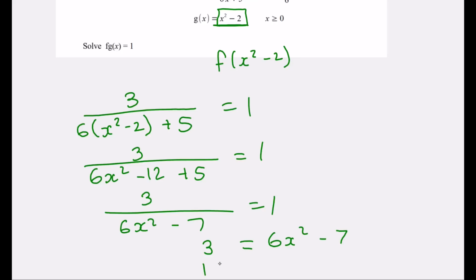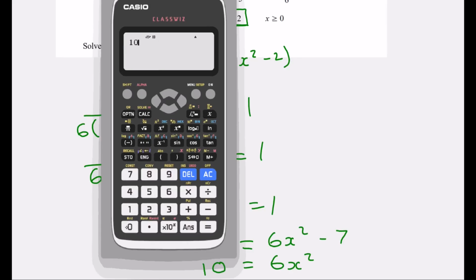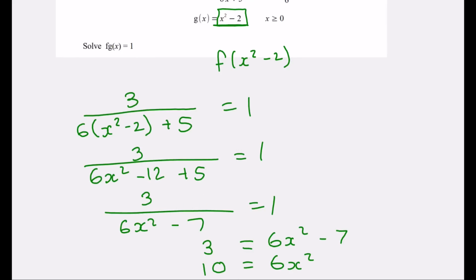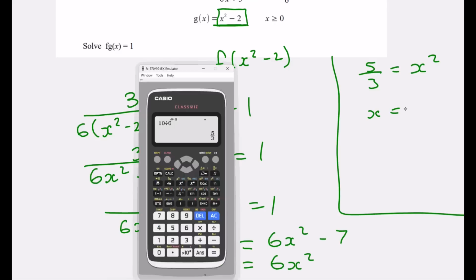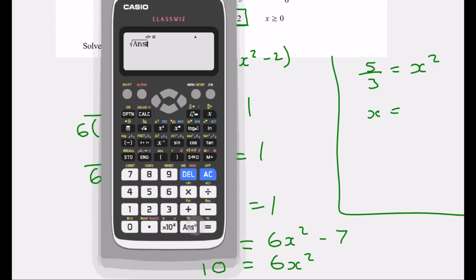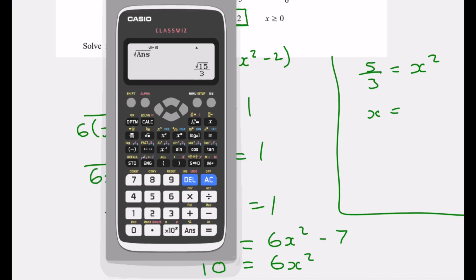Plus 7 to both sides. Divide by 6. So 10 over 6 is 5 over 3. I'll write it up here. So 5 over 3 is equal to x squared. So x is the square root of 5 over 3, which we could write as 1.29, or we could leave it in the third form, square root 15 over 3. Either one of those two answers is absolutely fine.